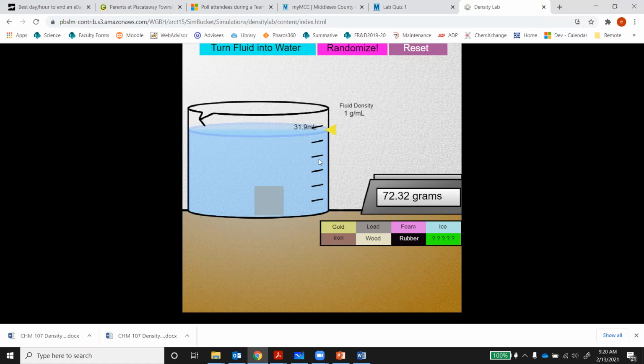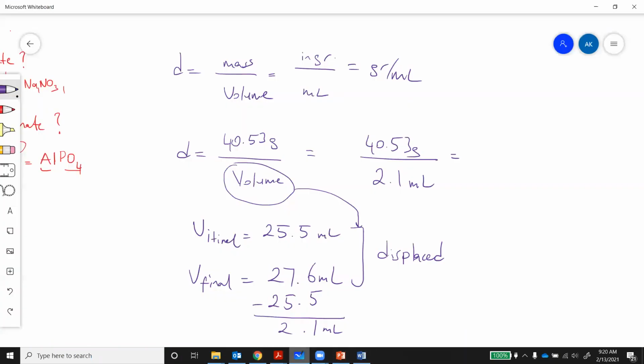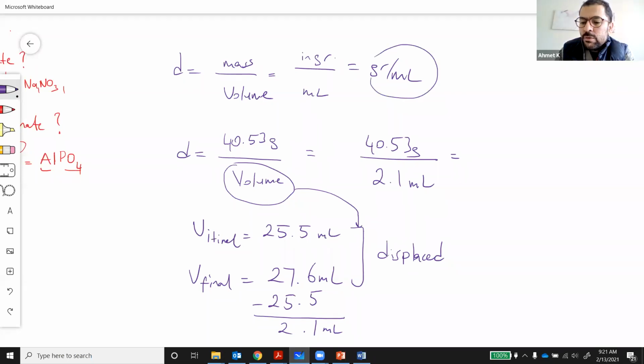You divide the mass in grams by the volume in milliliters. Mass over volume. And then make sure to put your units, because sometimes students don't put any units. Whenever we are doing density, it's always grams per milliliter. It's actually gram per milliliter, this is the right way. Mass over volume, that's your density.